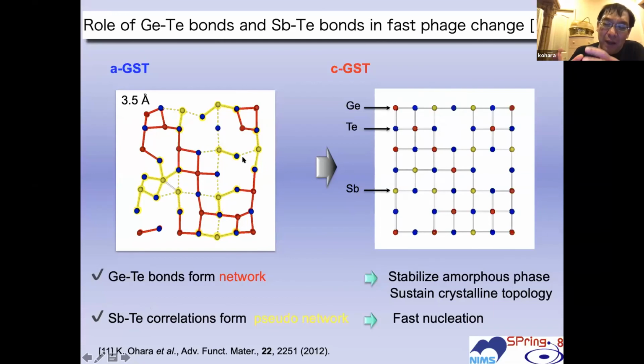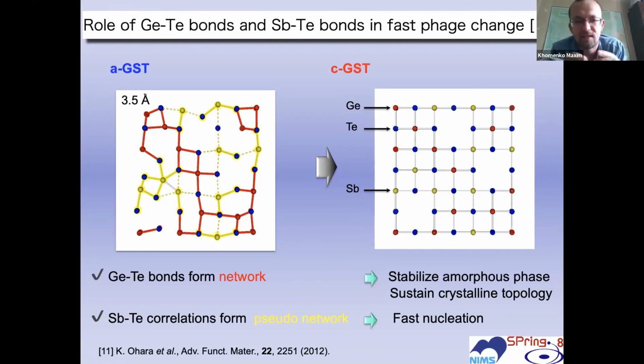But why is the distance longer? Because density is lower in the amorphous phase. So the antimony-tellurium correlation distance elongates in the amorphous phase. But they have topology. That's the reason why this material can crystallize very fast. This is our conclusion.